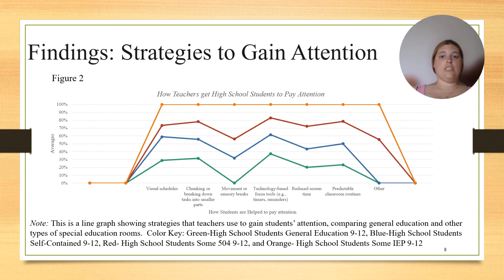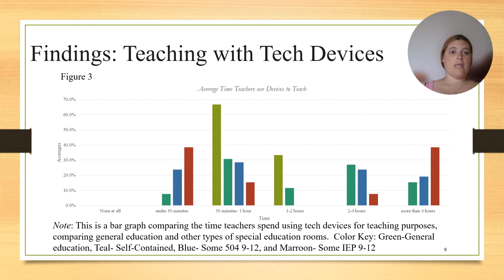Here we see the strategies teachers use to help students stay focused. Self-contained and IEP classrooms tend to rely more on visual schedules and sensory breaks, while general ed uses more timers or task chunking. The last graph shows how often devices are used in each setting. Not surprisingly, general ed shows more occasional use, while self-contained and IEP settings report more regular integration, reflecting the specific needs of their students.